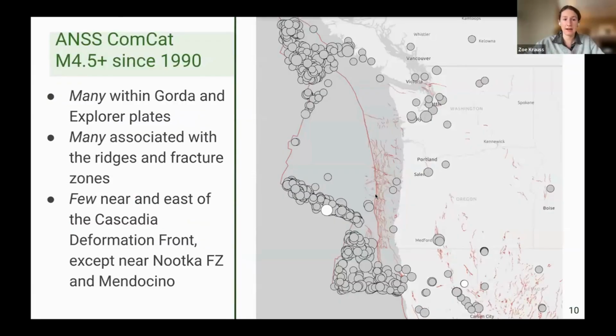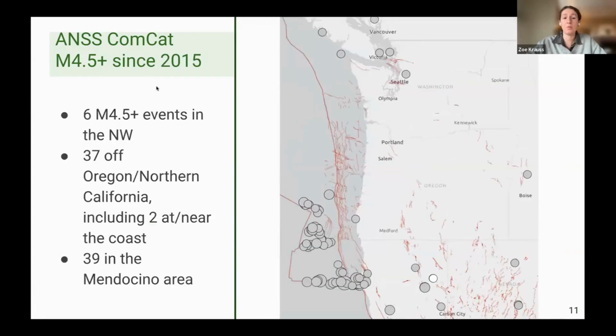But what is actually in the ComCat catalog? Just to give you an overview, this is the M4.5 plus since 1990. And as you can see here in the PNW, we have very little seismicity on land. Most of it is offshore within the Gorda and Explorer plates, within the fracture zones, et cetera, and the Basin and Range province. But specifically, if we look instead at what is in the database since 2015, which is the year the NGA subduction database starts, we see even fewer.